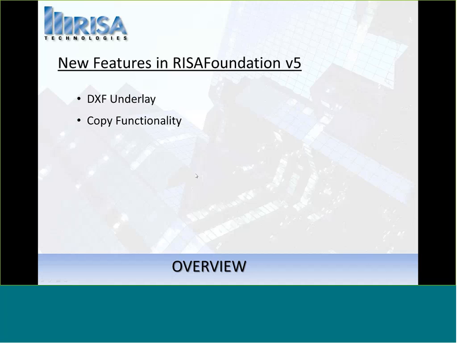Copy functionality was added. That's something that's been in the other programs for a while, and we have now added it into RISAFoundation, so you can copy different elements from one part of your model to another part. That's really helpful if you're doing very duplicate things in parts of the models. The other thing we've added is offsetting the slab. That way you can just draw your model right around the exterior and offset it quickly. It's very easy to do, and I'll show you how to do that as well.